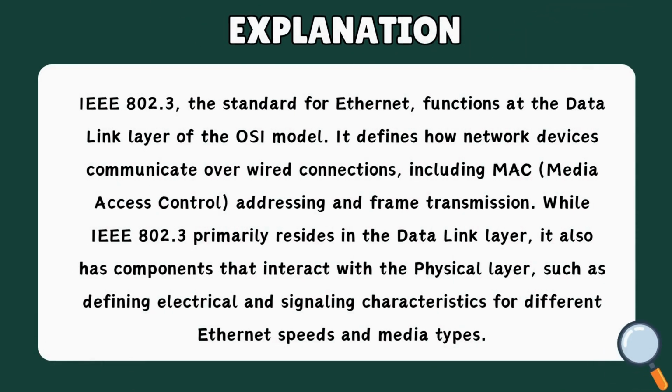IEEE 802.3, the standard for Ethernet, functions at the data link layer of the OSI model. It defines how network devices communicate over wired connections, including MAC (media access control) addressing and frame transmission. While IEEE 802.3 primarily resides in the data link layer, it also has components that interact with the physical layer, such as defining electrical and signaling characteristics for different Ethernet speeds and media types.